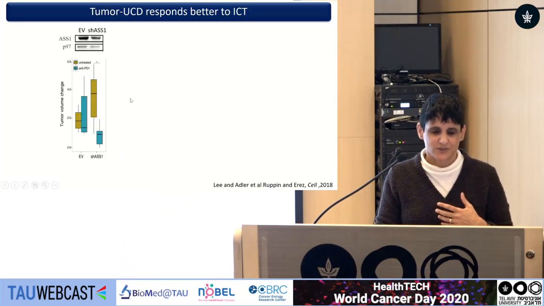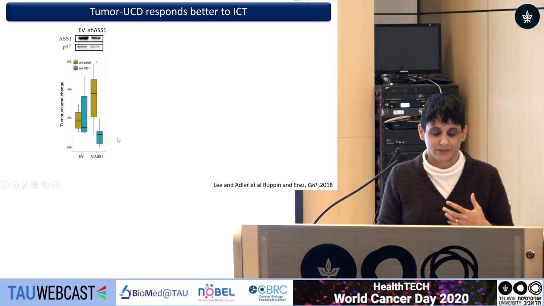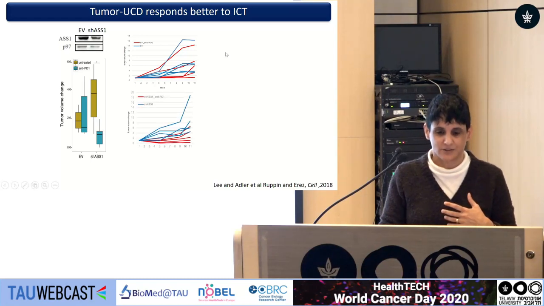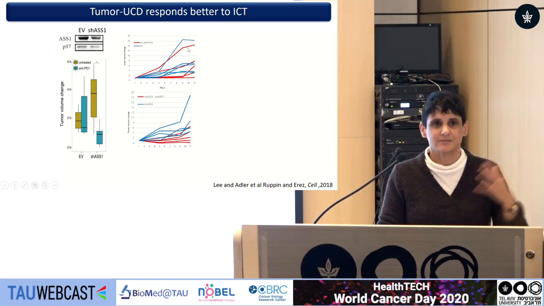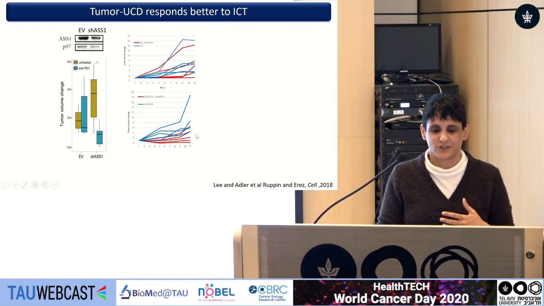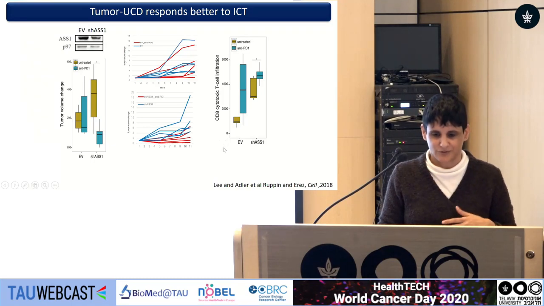So we induce UCD in cancer. At first, you can see the tumors grow, but when we treat those cancers with UCD and immune therapy, we have a dramatic response. I think it makes more sense when we look mouse by mouse, and you can see that without UCD, sometimes the mouse responds, sometimes it doesn't, but when we induce UCD, there's almost no standard deviation, and all mice respond to immune therapy, and this, of course, associates with an increase in infiltration of cytotoxic T cells.